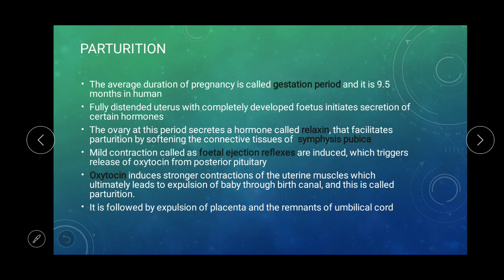Then what is parturition? After the gestation period, first of all, what is the gestation period? That is the duration of pregnancy, the time period for which the fetus remains inside the womb, inside the mother's body, inside the uterus. And this is different for different animals. For human beings, it is approximately 9.5 months or about 9 months. Then what happens? The fully distended uterus, because the uterus is having the baby, initiates secretion of various hormones.